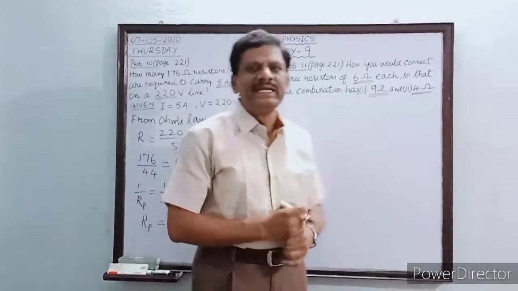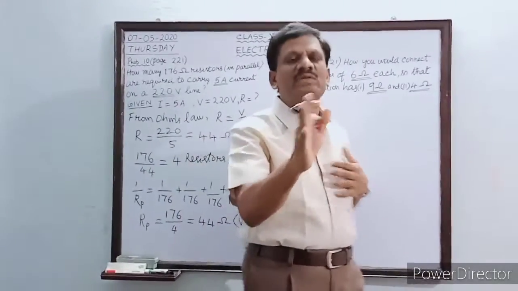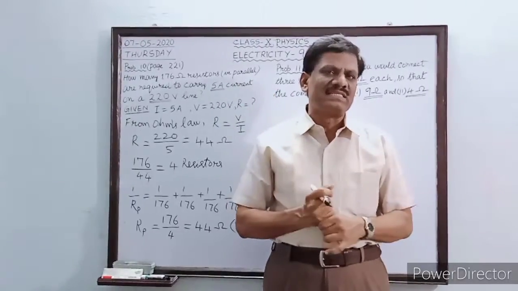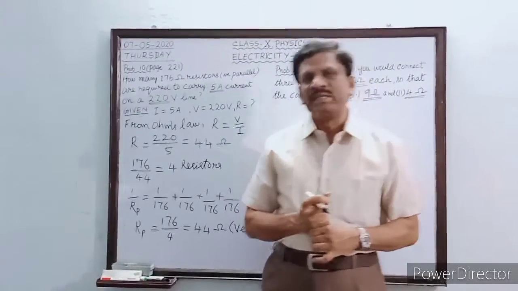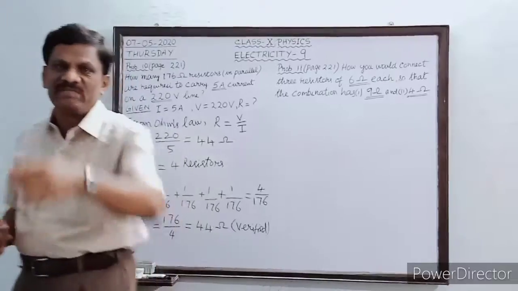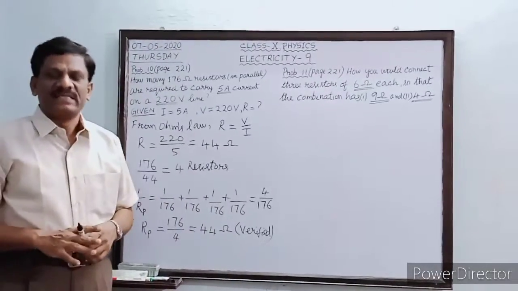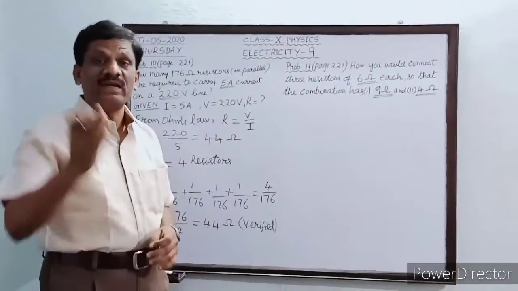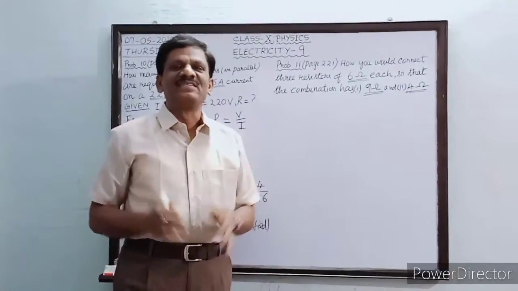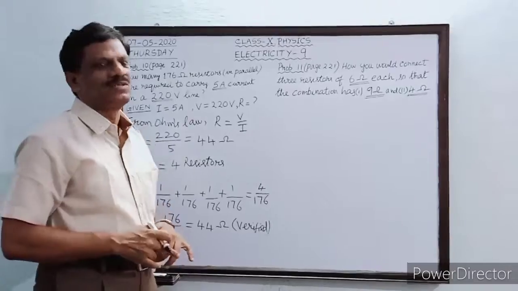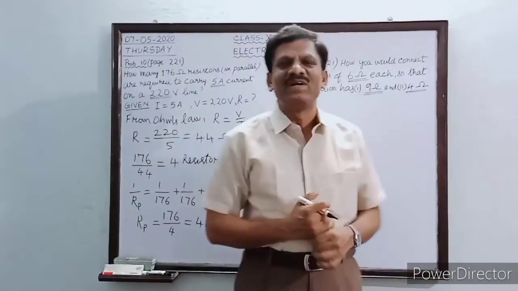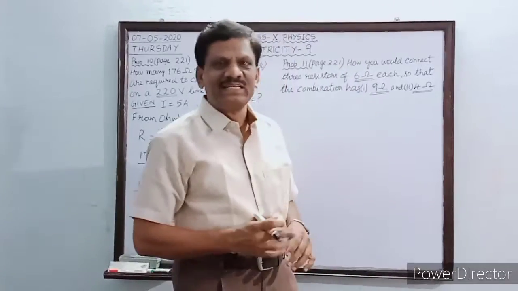Now before getting into this problem, a simple question to you: if you combine all the 6 ohm resistors in series, what will be the total resistance? Come on, you tell me, the first student. Yes, 6 plus 6 plus 6 is how much? That is good, 18 ohm. We have already studied that the maximum resistance you can produce out of the combination is when they are connected in series, and the minimum resistance will be when they are connected in parallel.